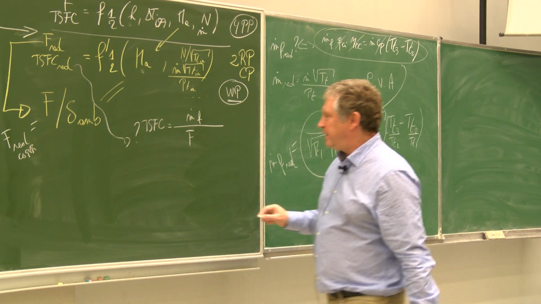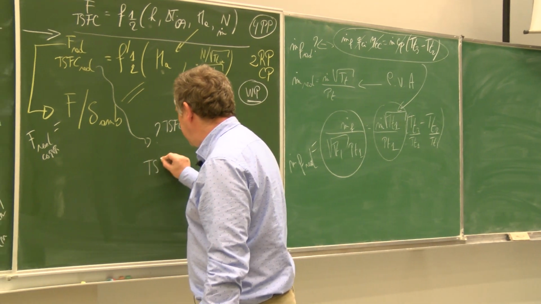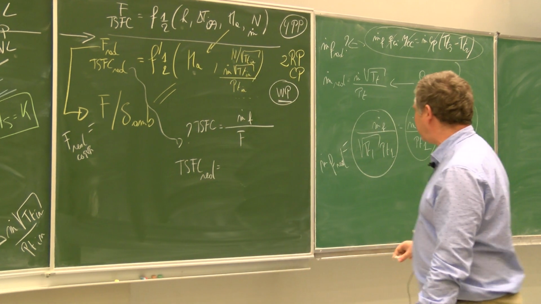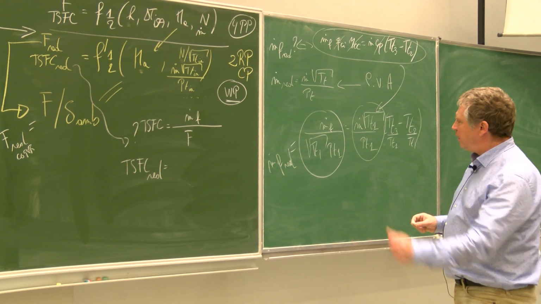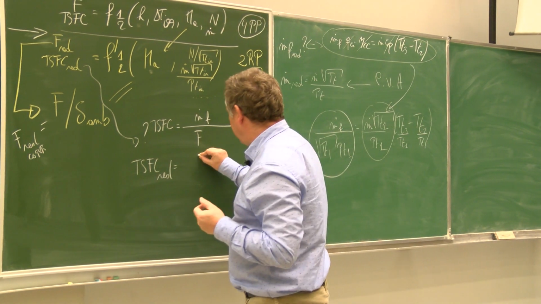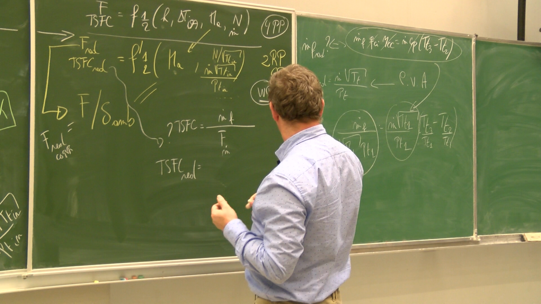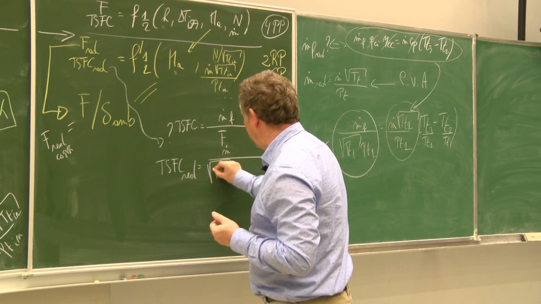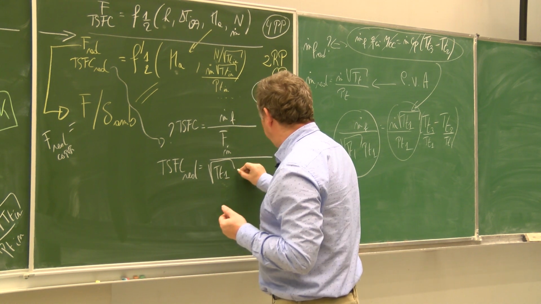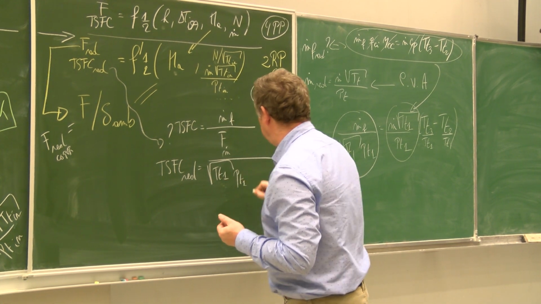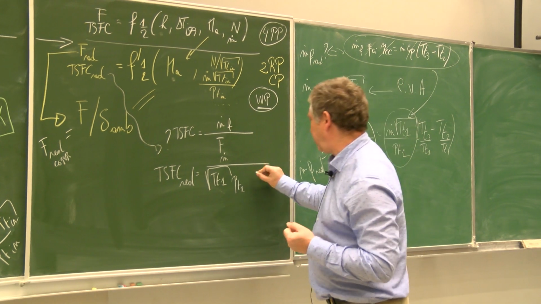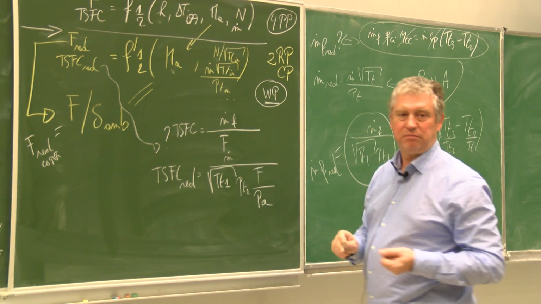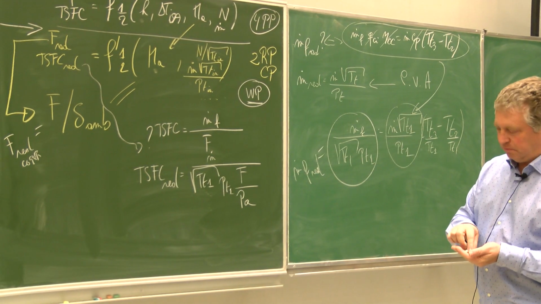And so the TSFC reduced, this is equal to what? This is equal to m dot f divided by the square root TT1, multiplied by PT1, divided by the thrust divided by PA. This is what you obtain.